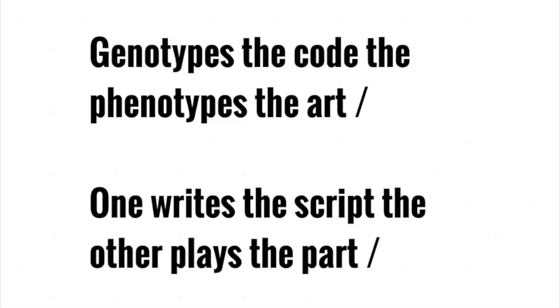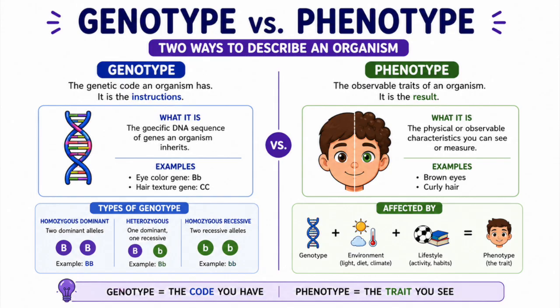Genotypes the code, the phenotype's the art. One writes the script, the other plays the part. Genotype refers to an organism's genetic code, the information stored in DNA. Phenotype refers to the observable traits that result from that code, such as eye color or hair type. A helpful mnemonic is geno equals genetic script and pheno equals physical performance. The genotype provides the instructions, while the phenotype is the visible result of those instructions being expressed.